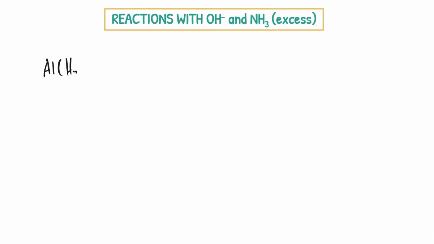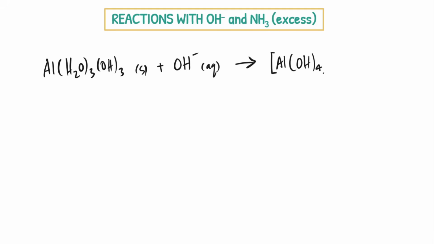Okay, so it was aluminium hydroxide, Al(OH)3. Remember, the state of this is solid. When we react with excess hydroxide, you simply add 1 more mole of hydroxide like this, and this is going to be aqueous. We're actually going to form a complex here. What is our complex going to be? It's going to be [Al(OH)4] with a 1 minus charge.